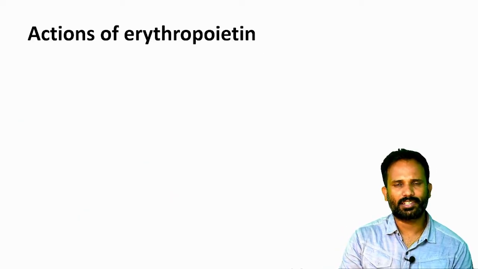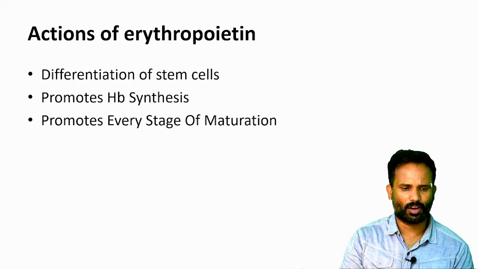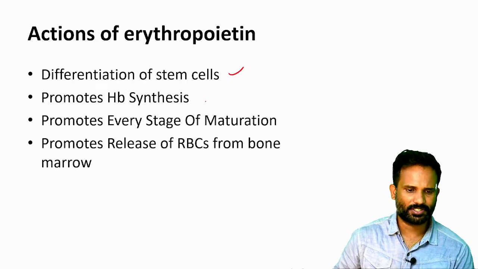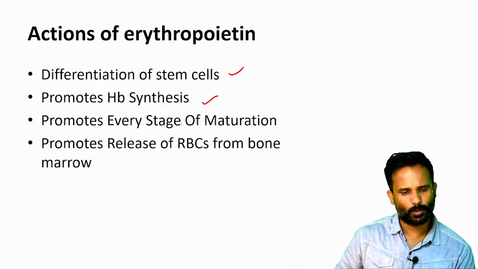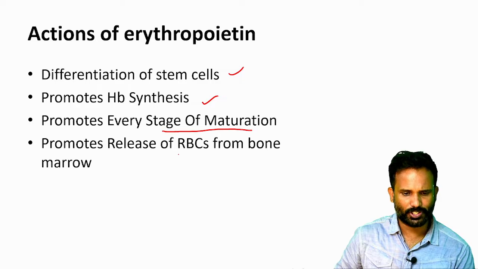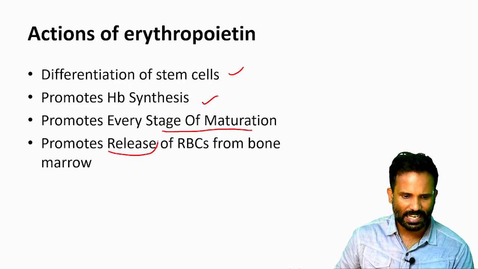And coming to the actions of erythropoietin, erythropoietin will almost affect all the steps: differentiation of stem cells, it promotes hemoglobin synthesis, and it stimulates every stage of maturation. Even it promotes release.